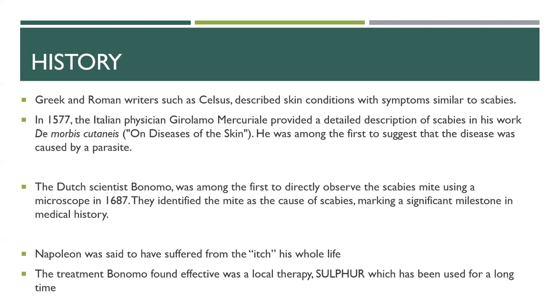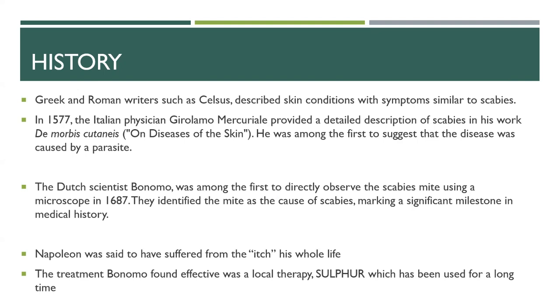Later on, around 1687, this is the first time that the mite itself, or the parasite, was seen or identified directly by observation through a microscope by the scientist Bonomo. This actually was a very important time, because now we're able to directly link the disease to the agent that is causing it, through the observation. Other accounts in history, such as Napoleon, who was said to have suffered from the itch his entire life, and a lot of people think that he had scabies.